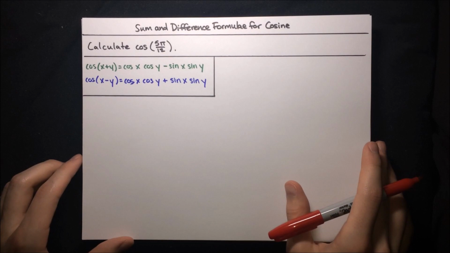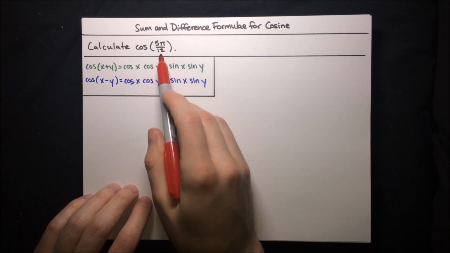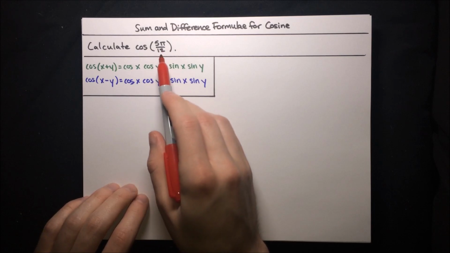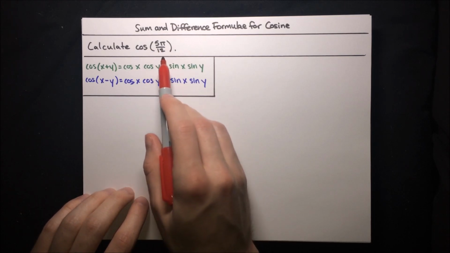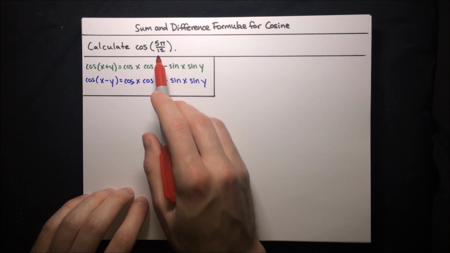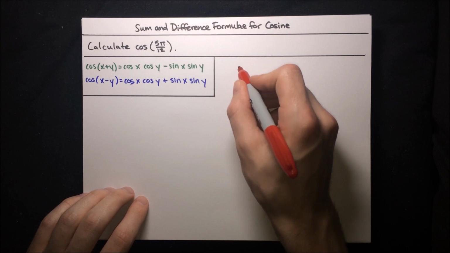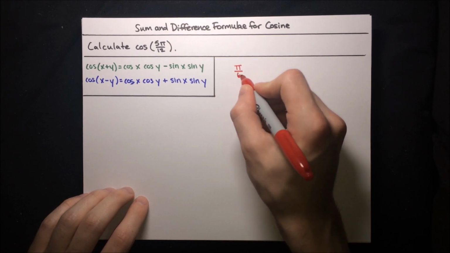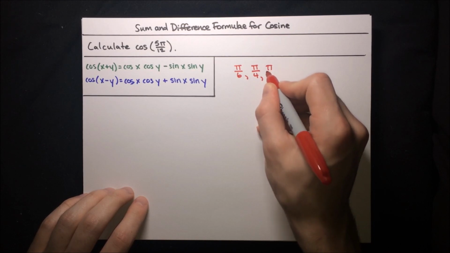Alright, now let's try to calculate cosine of 5 pi over 12. So unfortunately 5 pi over 12 is not a special angle, but let's see if we can express it in terms of some special angles. First of all, what are the special angles? Well, special angles are just pi over 6, pi over 4, and pi over 3.